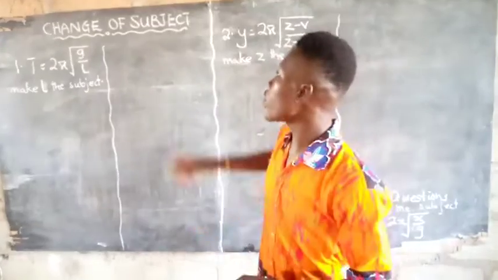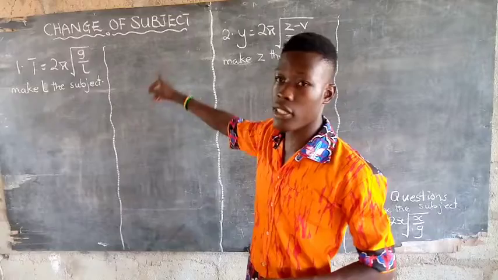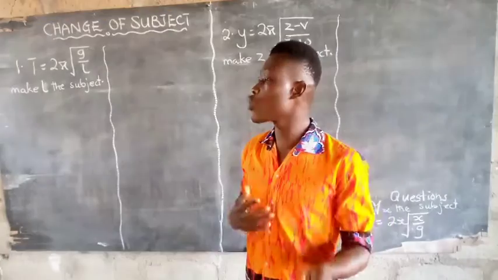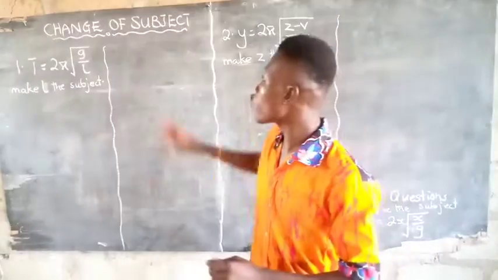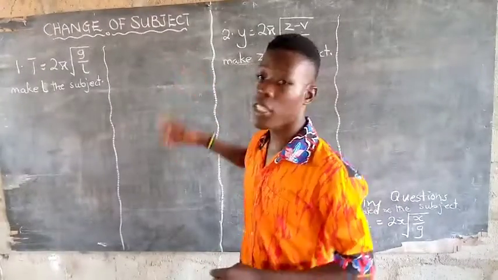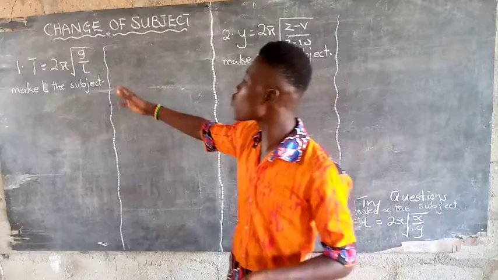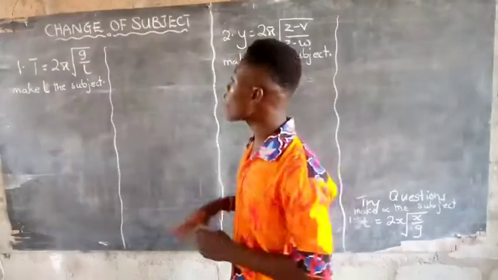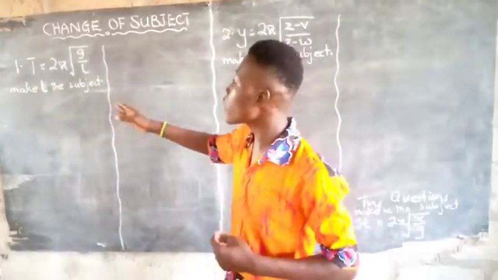In today's class, we are going to talk about change of subject. In our previous lessons, we talked about substitution, simultaneous equations and other topics. But today's class, we are going to do change of subject. People find it difficult to solve questions when they see square roots in them. So in today's class, we are going to learn how to solve change of subject involving square roots.